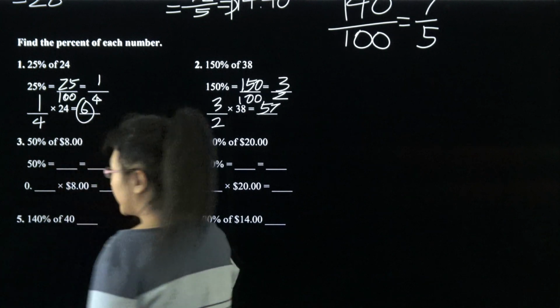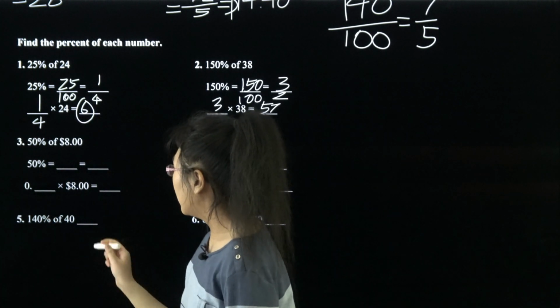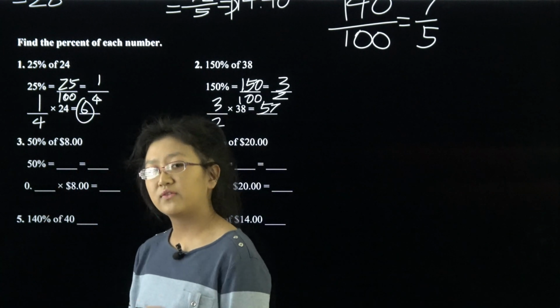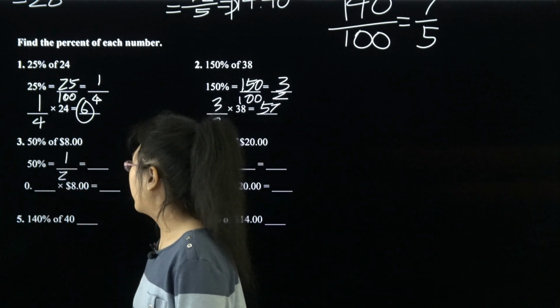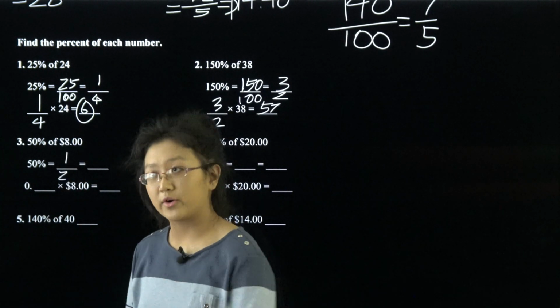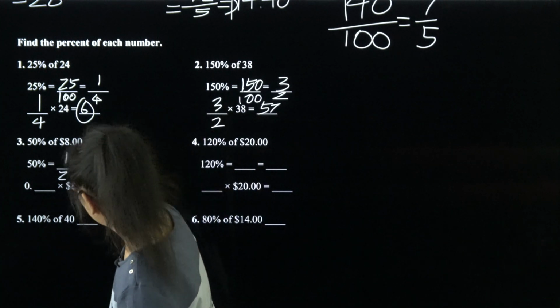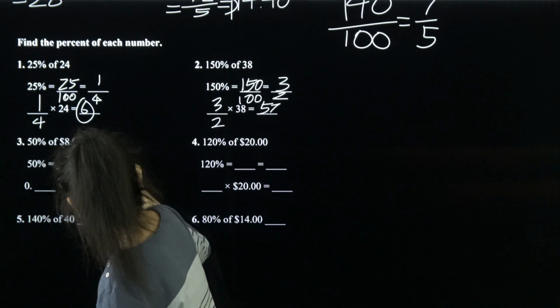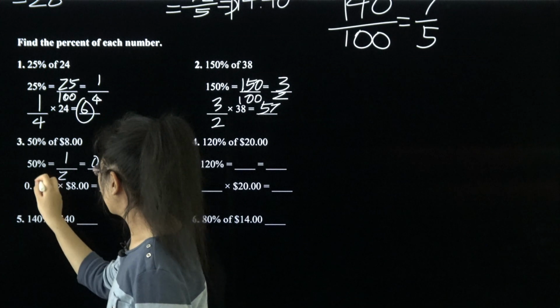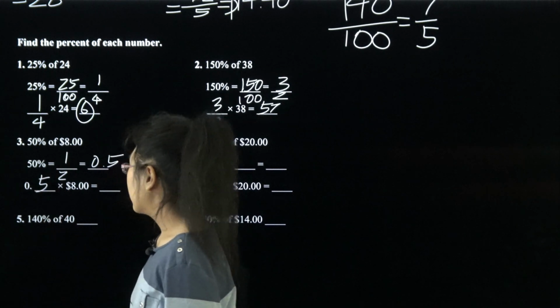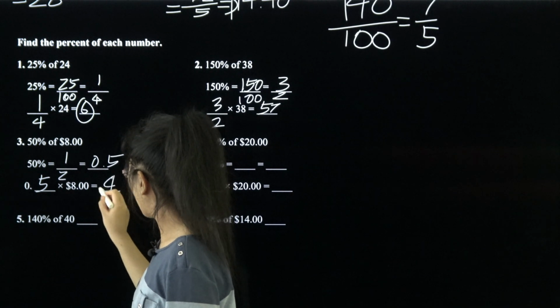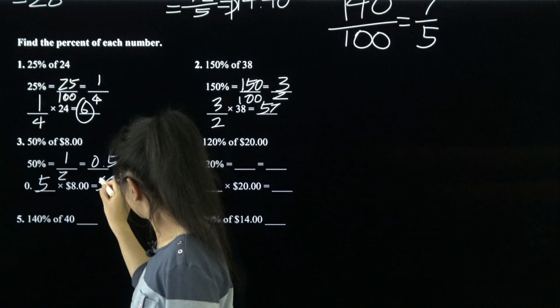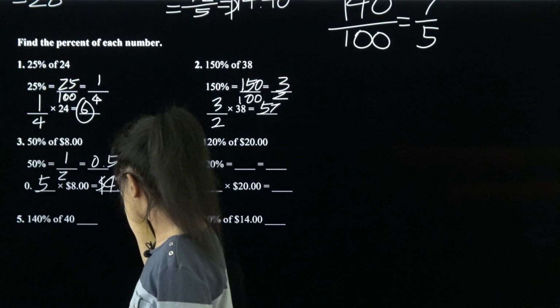Okay, 50% of $8. We know that 50% is 50 over 100, which is just 1/2. But oh look, there's a decimal point over here. That means that we need to convert this into decimals. And 1/2 is 0.5. So 0.5 times 8 is, well, $4.00.